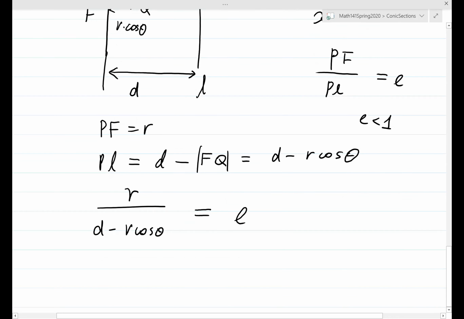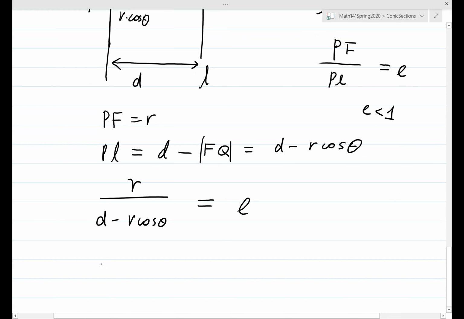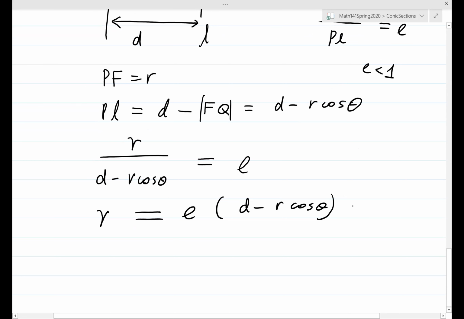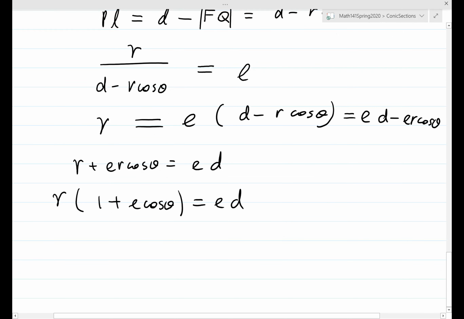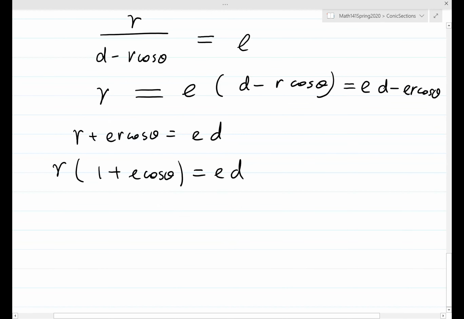So we get the relation between R and theta. R equals E times D minus R cosine theta, which is ED minus ER cosine theta. Moving the terms that have R to one side, R plus ER cosine theta is ED. Factoring out R, R times 1 plus E cosine theta is ED. So we get R equal to ED over 1 plus E cosine theta.